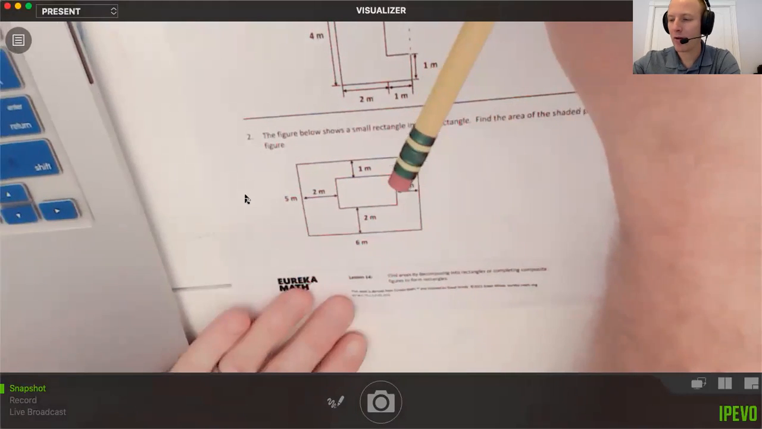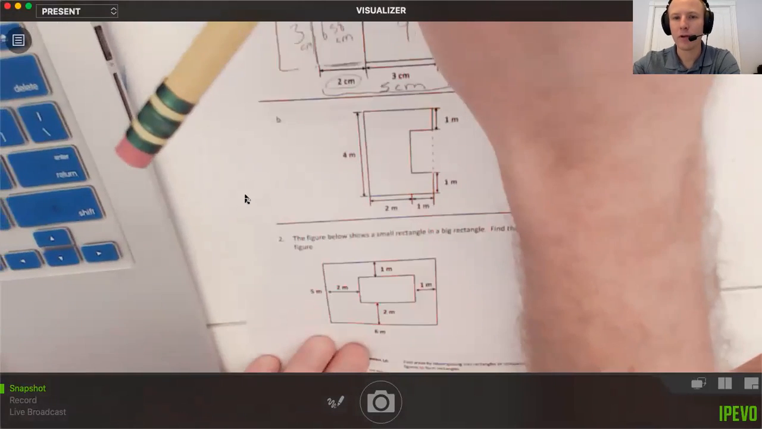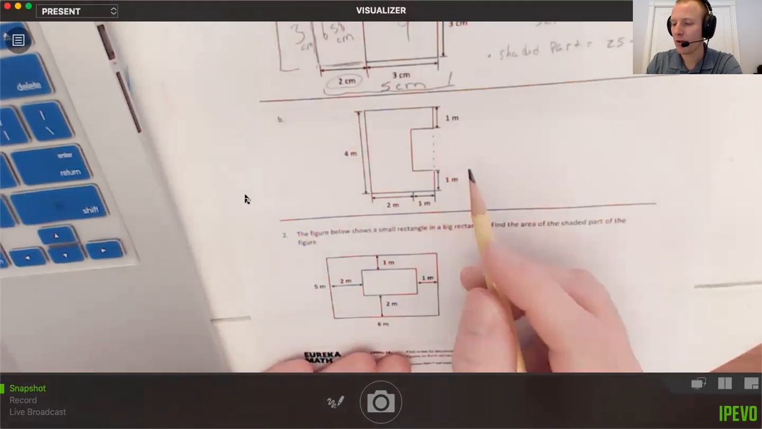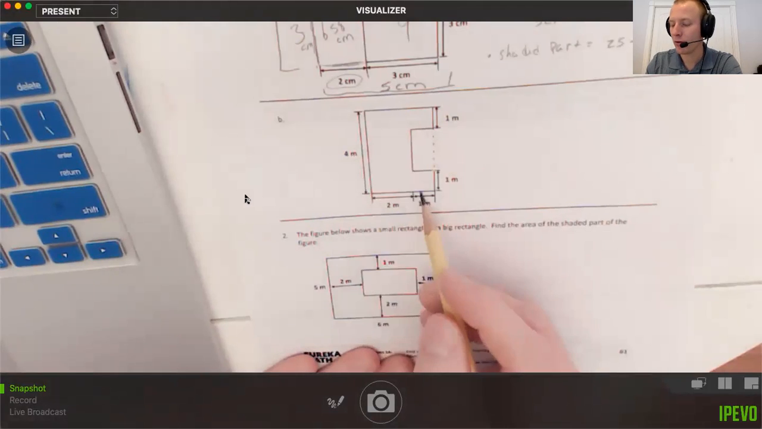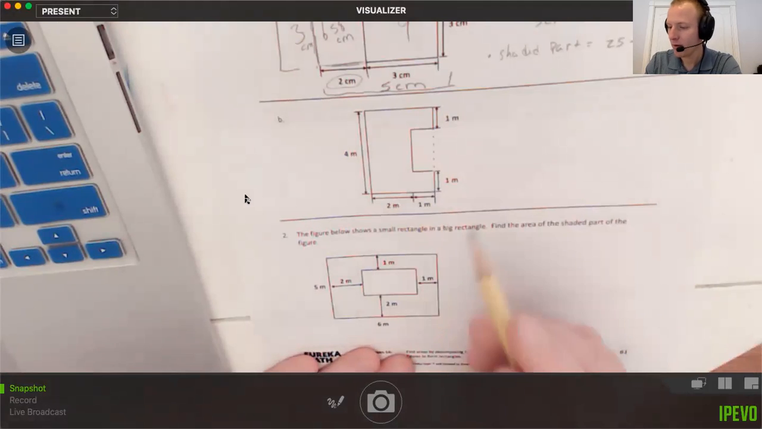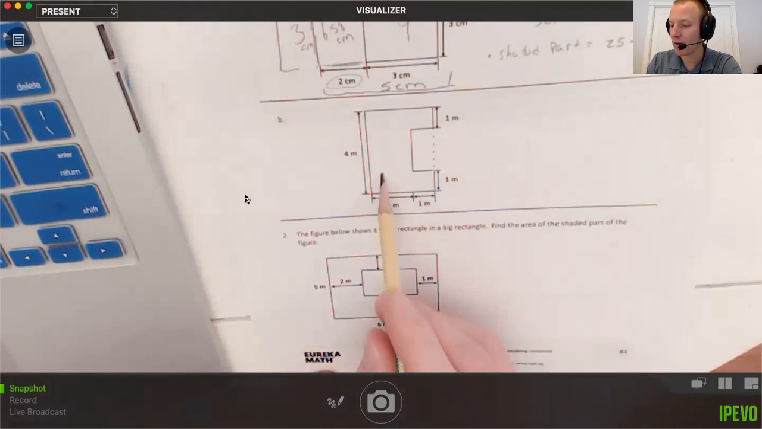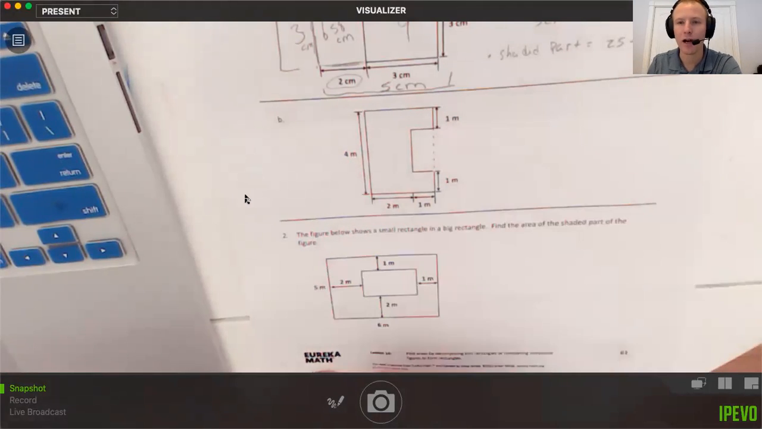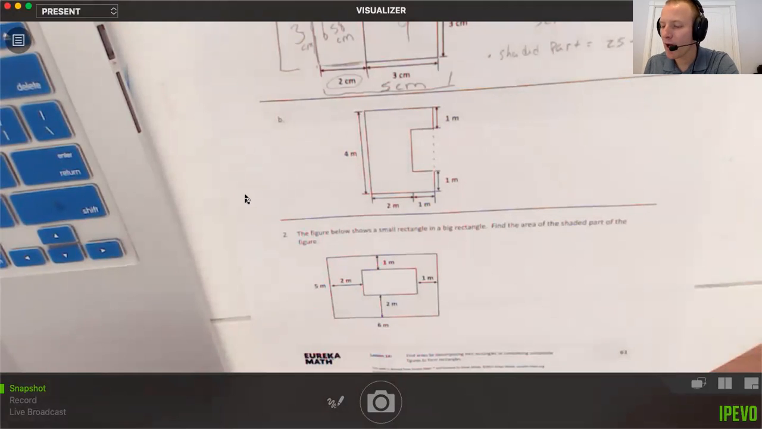So this one we have, oh, I went a little too far. There we go. We're going to find, again, the area of this lightly shaded figure here. It looks a little bit like a block C. Now I have a couple options. I could divide it into 3 rectangles, either here and here, or here and here, or I could find the whole thing with this missing piece and then subtract that missing piece. I think that's what I'm going to do.